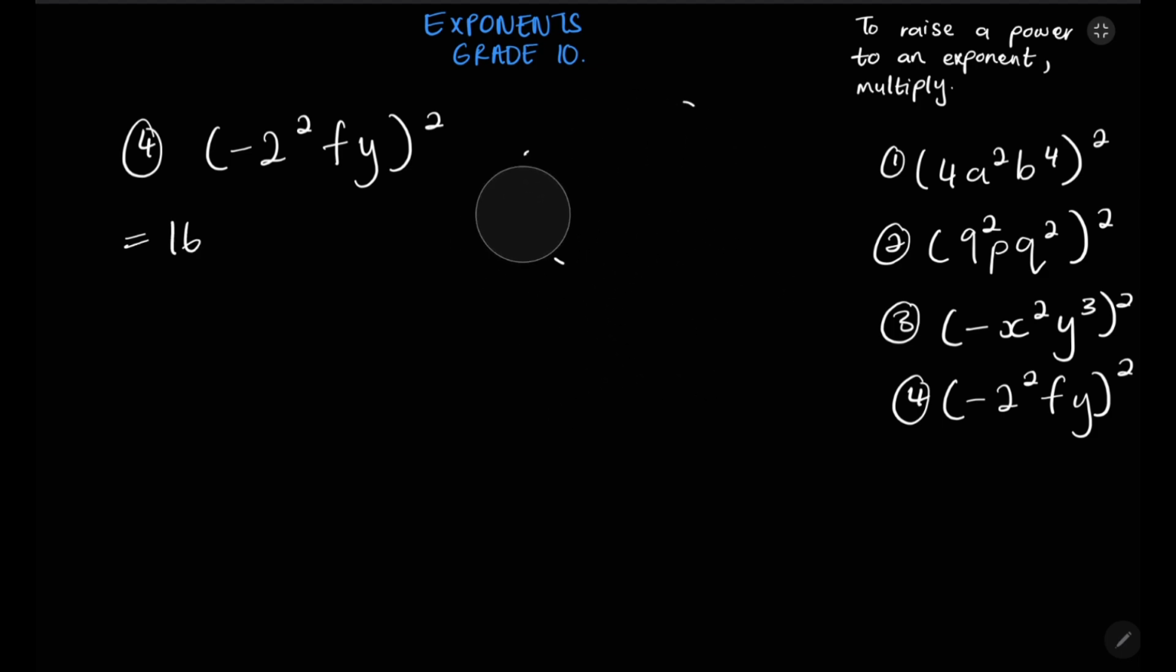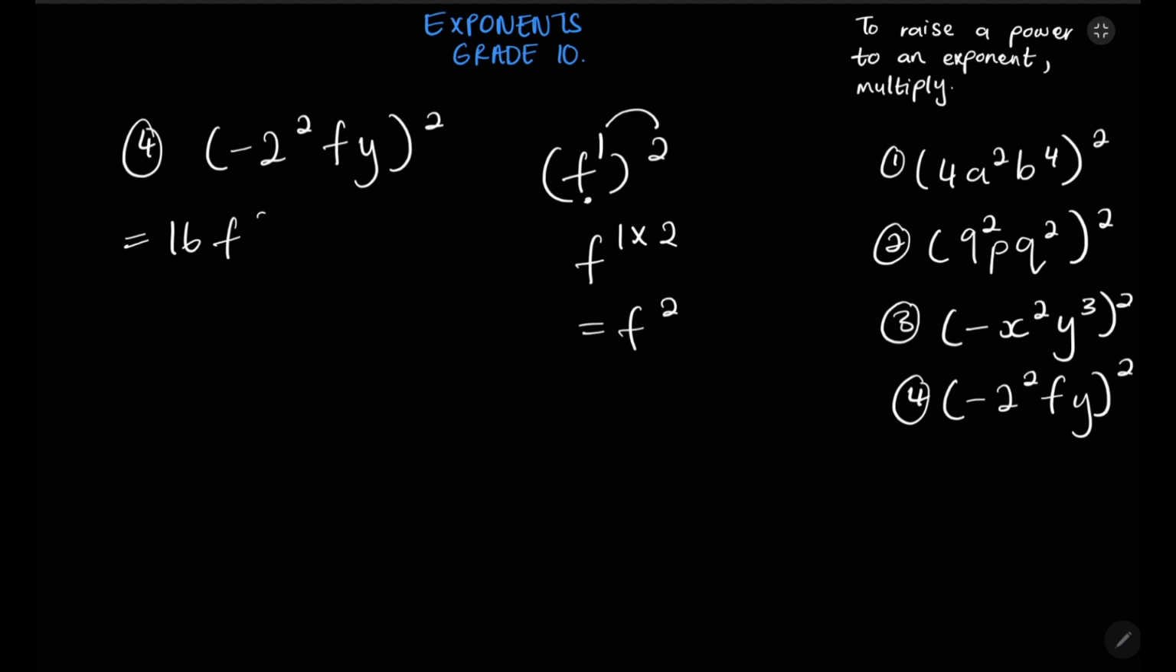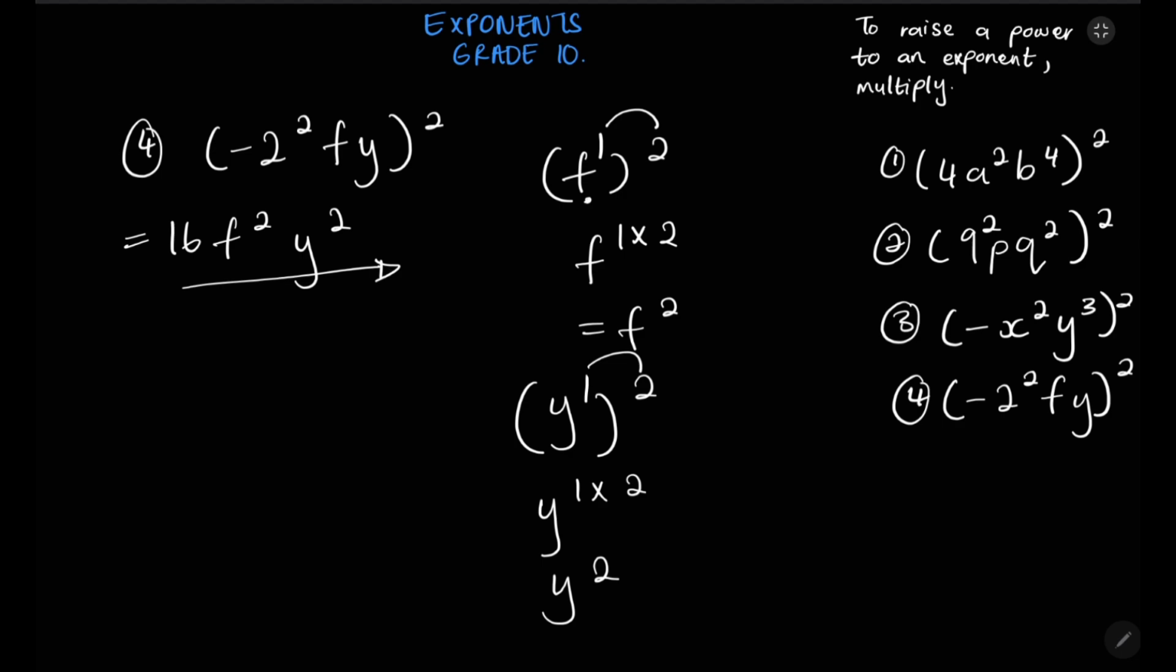Let's move to our variables. We have f to the power 2. What's the first step? You write down your base, f. This is basically f to the power 1. So 1 times 2, your answer is f squared. So f squared. Let's move to y. This is basically y to the power 1. Right? You write down our base, y. Then 1 times 2. This is y squared. Right? Let's write down our y squared. And that is your simplified answer.